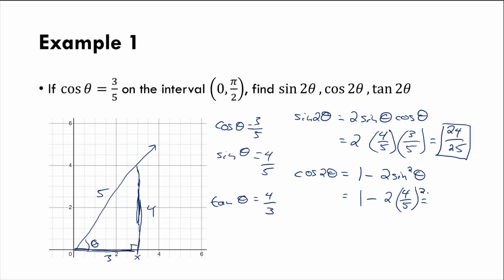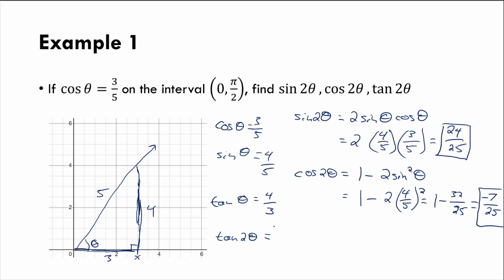And that's going to be 1 minus 32 over 25. Okay, so that gives us cosine of 2 theta is going to be negative 7 over 25. Okay, negative 7 over 25. So let's go ahead and find our tangent of 2 theta.